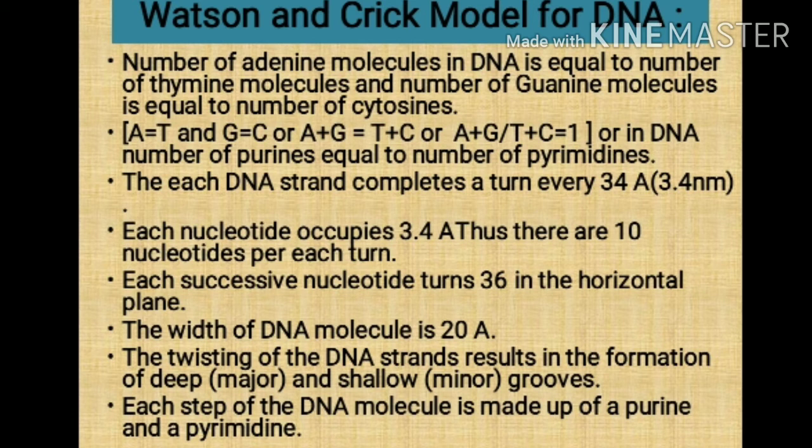Each step of the DNA molecule is made up of a purine and a pyrimidine. So there are 10 steps in the Watson-Crick DNA. So each step of the DNA is made up of a purine and a pyrimidine. So here you can see the Watson-Crick model of the DNA, where sugar and phosphate is forming the backbone of the DNA, and nitrogen bases they are paired by hydrogen bonds, stabilizing the DNA.